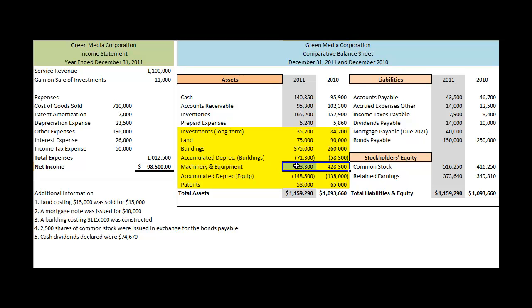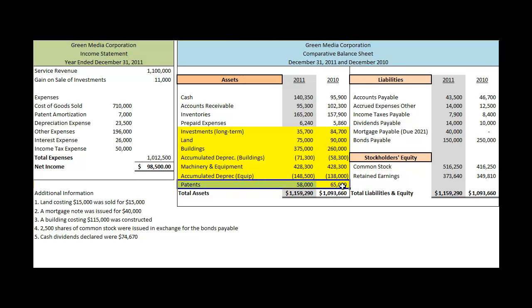Let's look at our machinery and equipment. Doesn't look like it changed. It stayed the same from the beginning to the end of the year. There's nothing else listed down here that would note otherwise, that there was any cash flow from this line item. The accumulated depreciation, again, is the operating section, and look at this thing called patents.